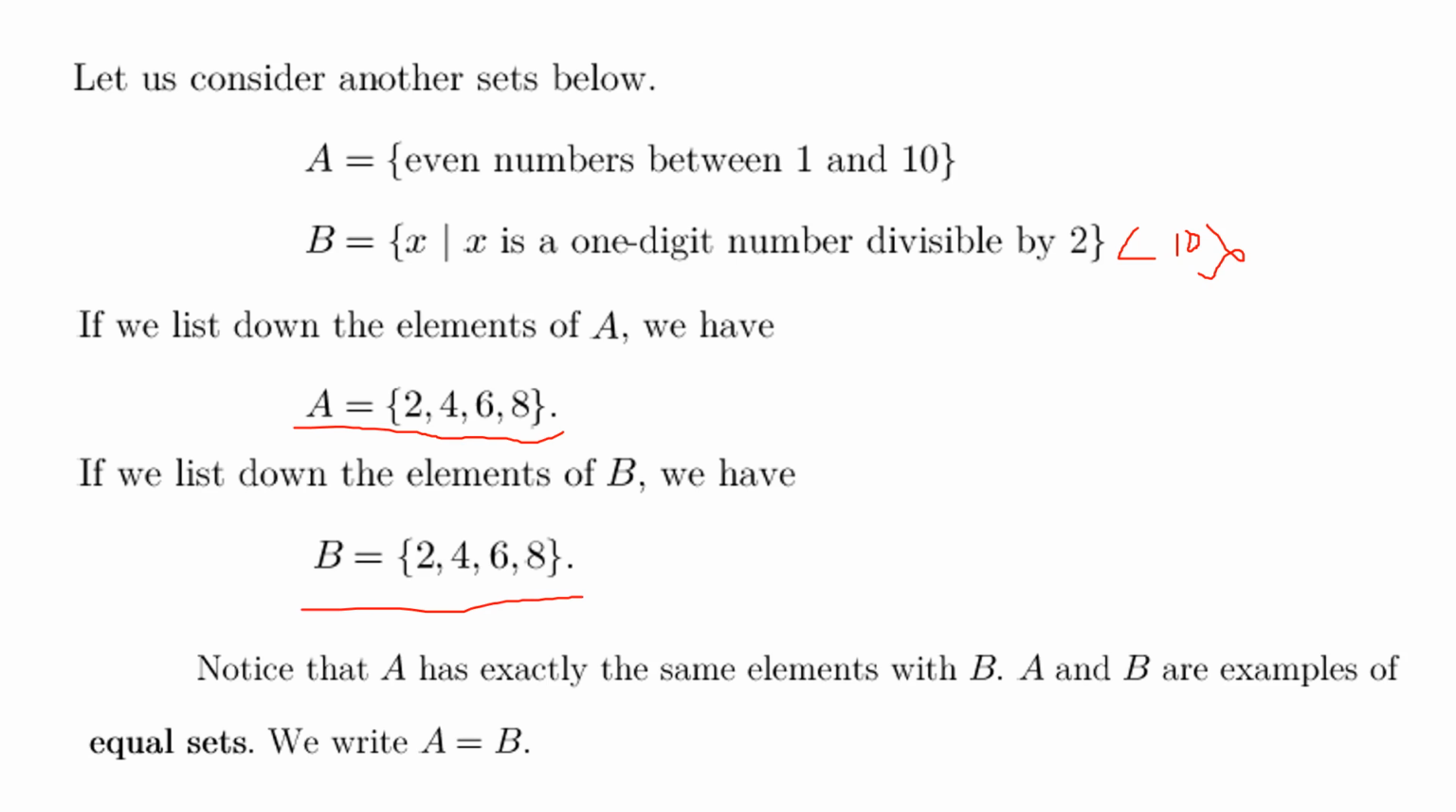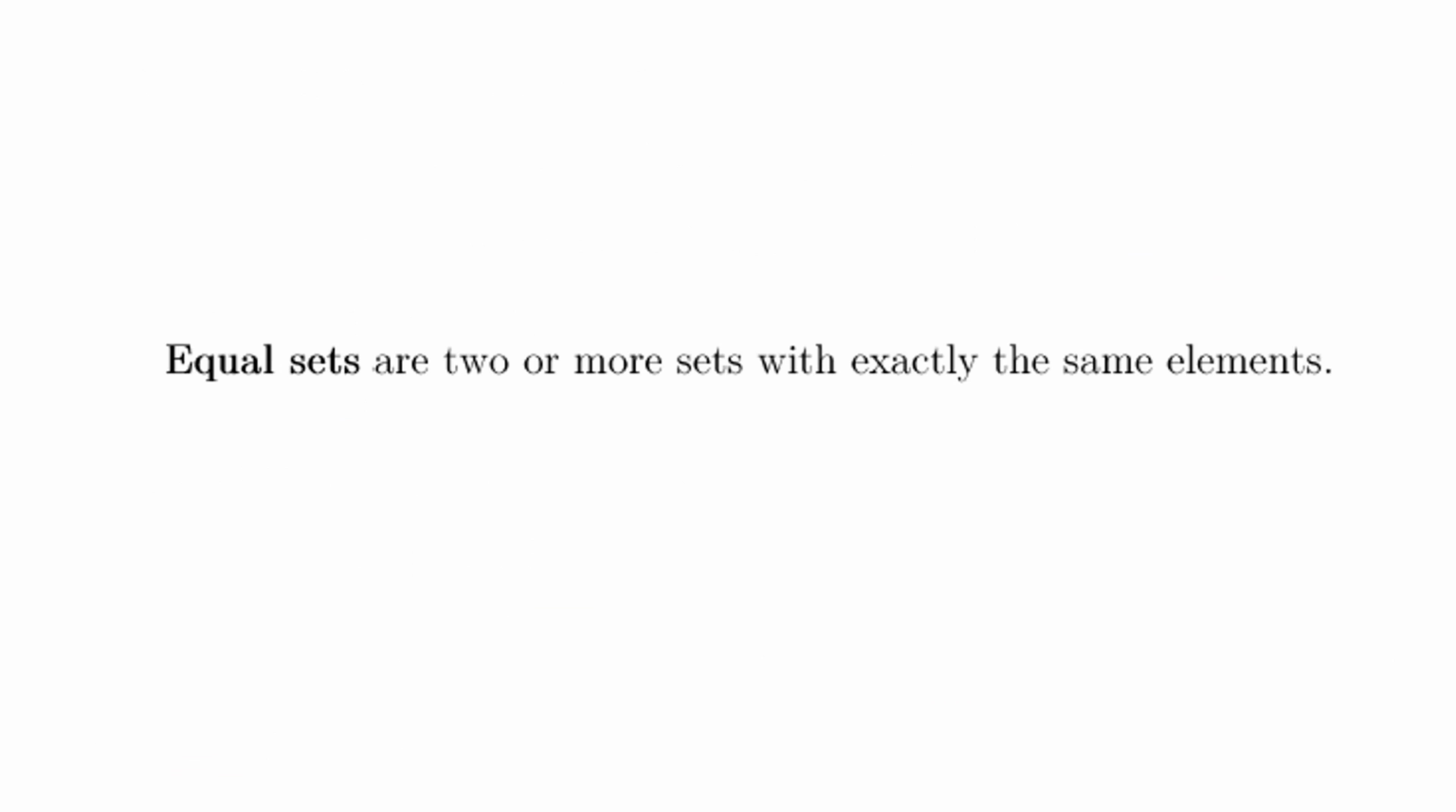Notice that A has exactly the same elements as B. This gives us that A and B are examples of equal sets. We write A equals B. So equal sets are two or more sets with exactly the same elements.